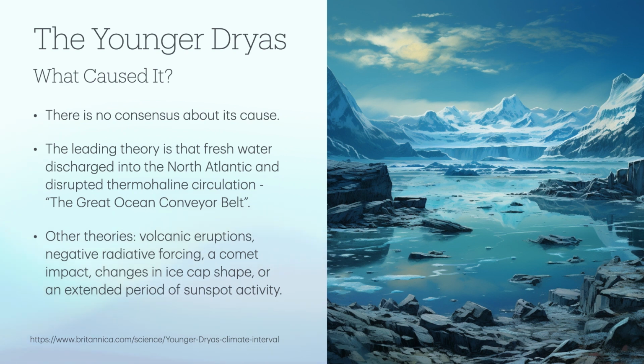There are other theories as well, such as volcanic eruptions, something called negative radiative forcing, which basically means that less radiation from space reached the surface of the Earth, thus cooling it. A comet impact is another theory, and changes in ice cap shape or extended periods of sunspot activity are some other theories as well.